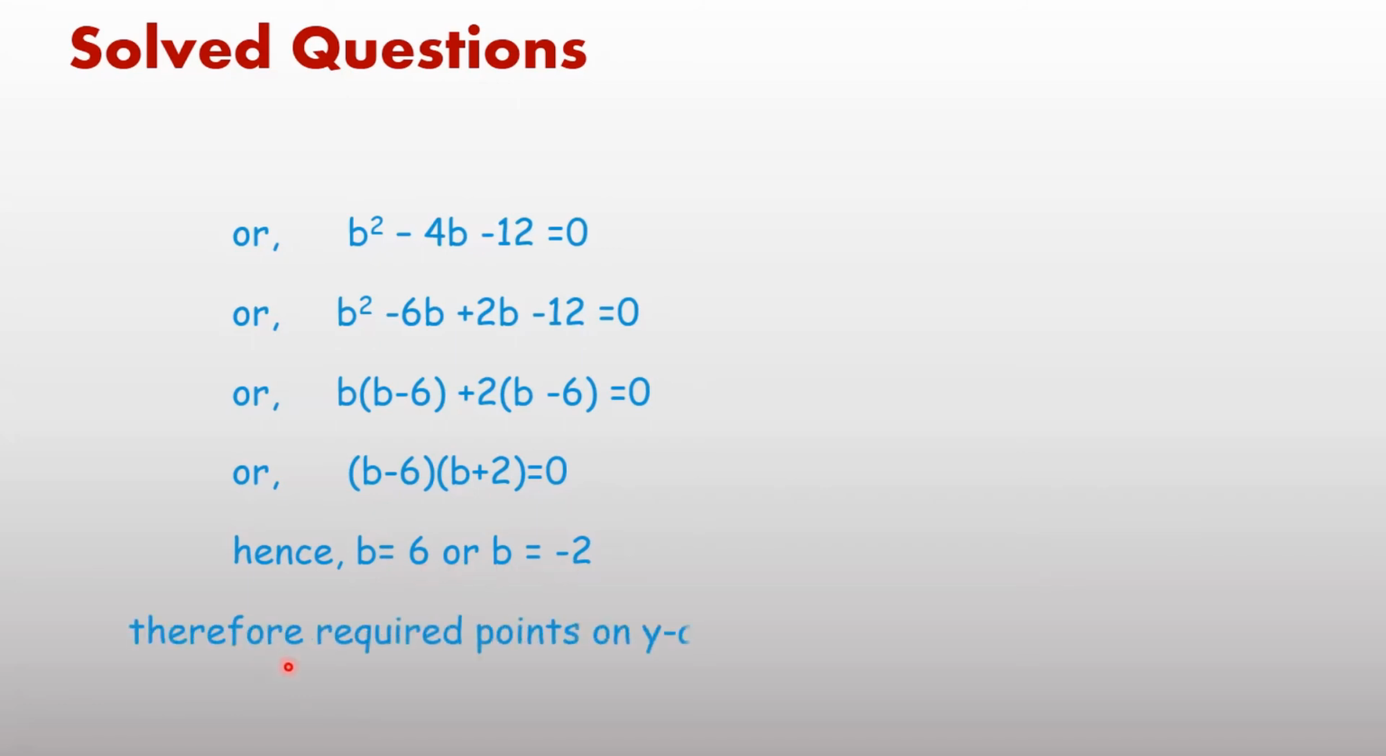Therefore required points on y-axis are 0, 6 and 0, minus 2. So there are 2 points which are required on y-axis, because we have taken point on y-axis as 0, b and value of b we are getting 2 values. Therefore points are 0, 6 and 0, minus 2.